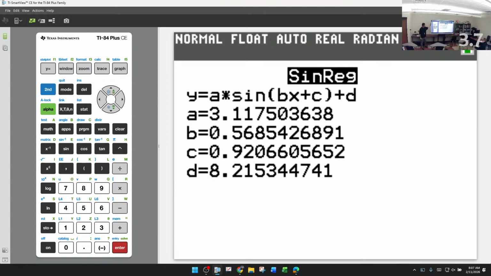What's their question? The max? D plus A. D moves the whole thing up 8 units. That's the midline. We fluctuate 3.1 away from the midline. And so midline plus that. Yay?